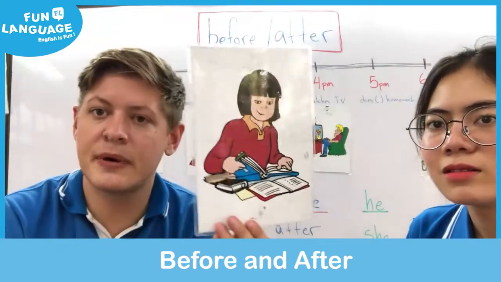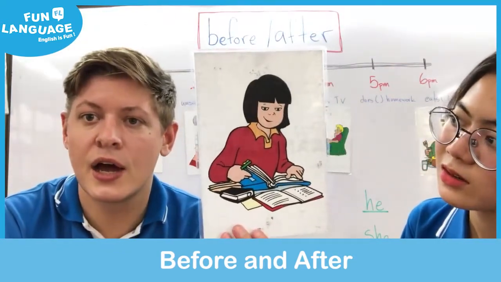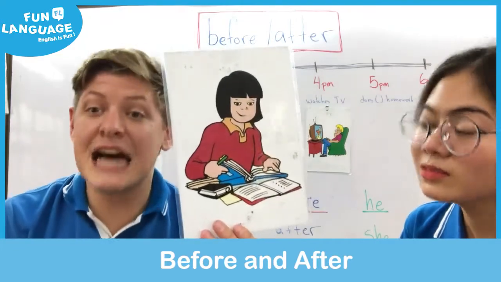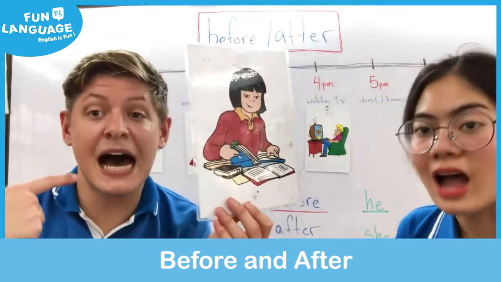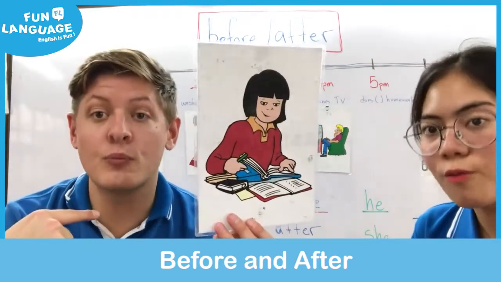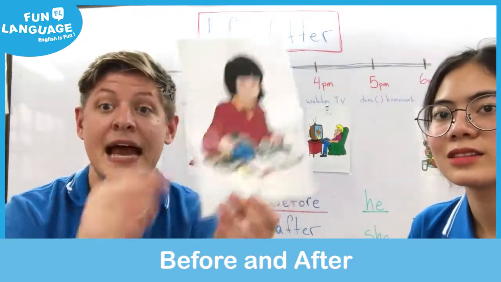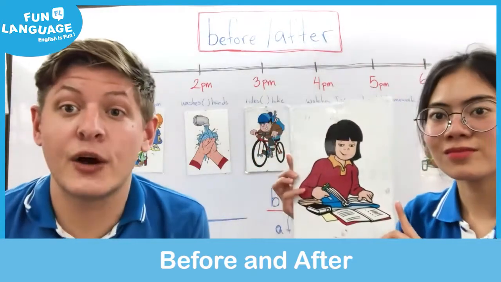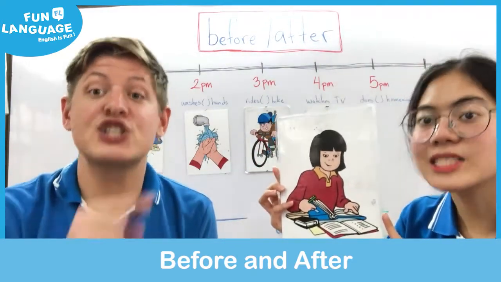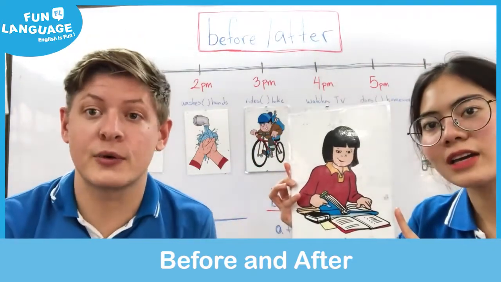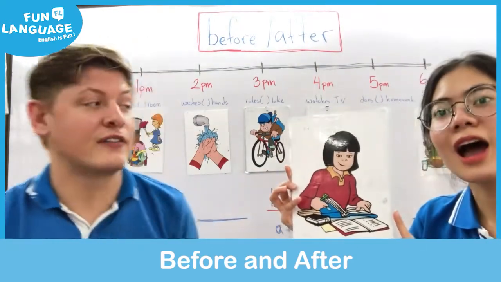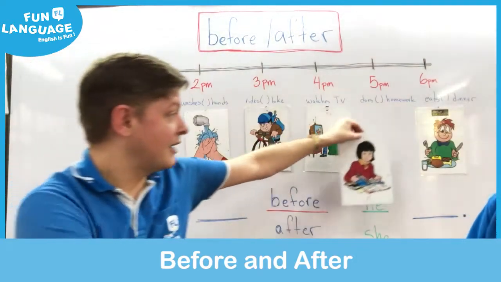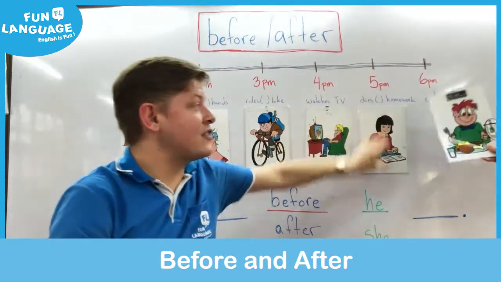Next one. Does anybody know what this one is? Oh, for teacher Peter, does his homework. Ready? Does his homework. Very good. Now, if it was with teacher Lila, what do we say? Does her homework. One more time. Does her homework. Very good. Okay. And now we have the last one.